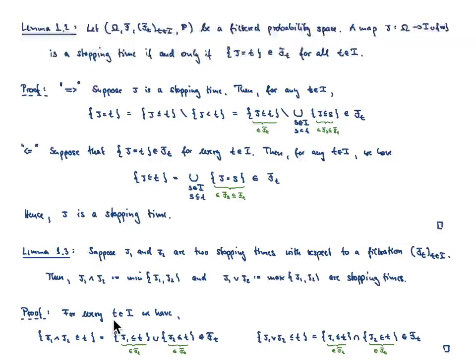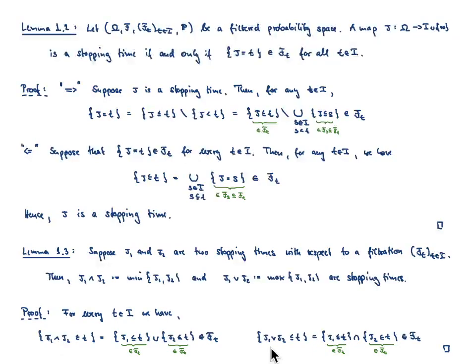This is rather easy. For any time point t in our index set, let us observe that the event that the minimum between tau1 and tau2 is less than or equal to t is nothing else but the union of the event that either tau1 is less than or equal to t, or that tau2 is less than or equal to t. Now by assumption we know that tau1 is a stopping time, meaning that this event is contained in Ft. On the other hand, we also know that tau2 is a stopping time, meaning that this event is contained in Ft. And we also know that the union of two sets from Ft is again contained in Ft, and this immediately shows that the minimum of two stopping times is a stopping time.